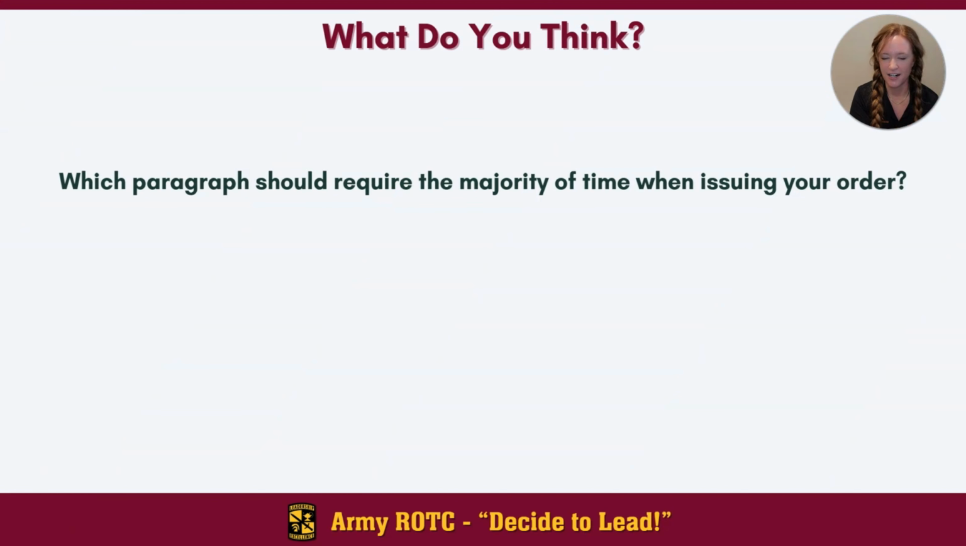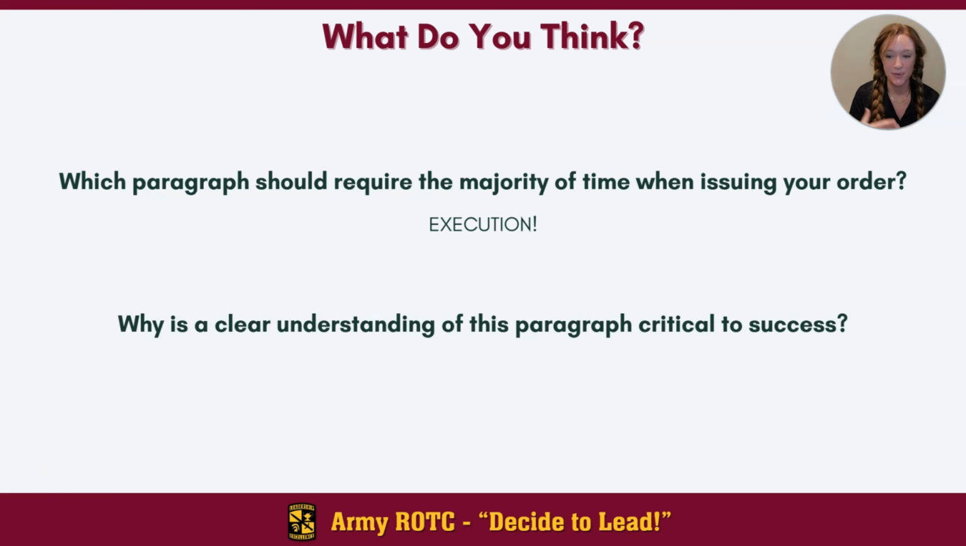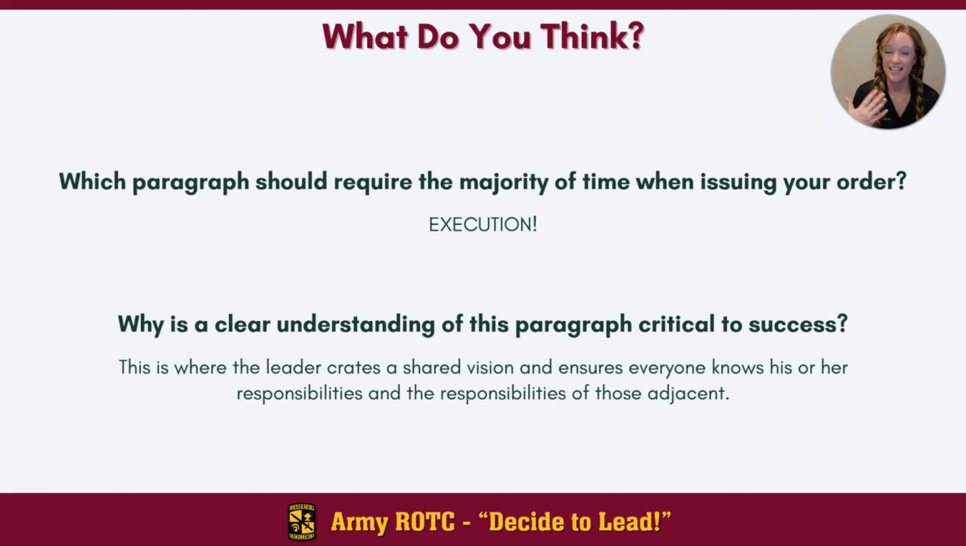So what do you think here? Which paragraph do you think you should spend the most time on when you're issuing your order? Well, this should be execution, because people need to hear and see exactly what your plan is to finish this operation. So why is a clear understanding of that paragraph so critical? Because that's where that shared vision happens and ensures that every single person knows his or her responsibilities and the responsibilities of the people to their left and right. That's all part of the execution paragraph.